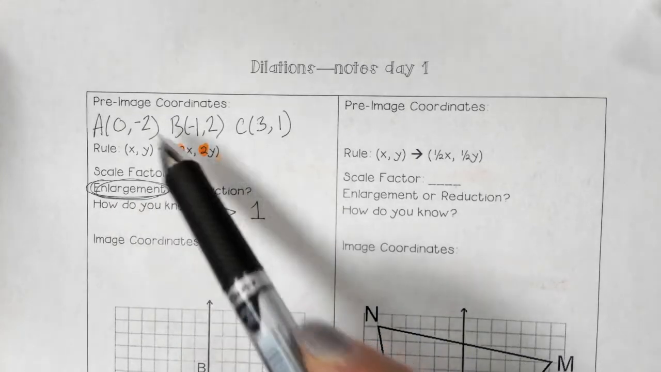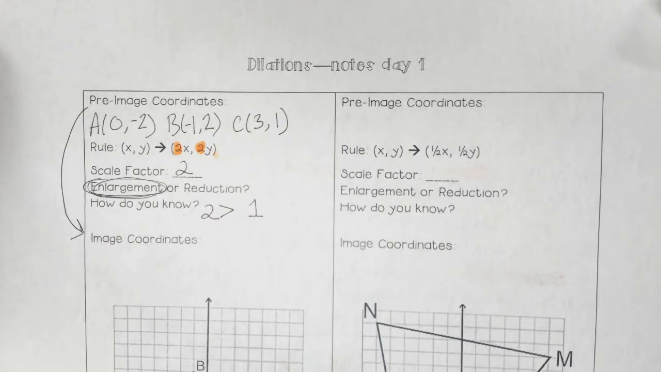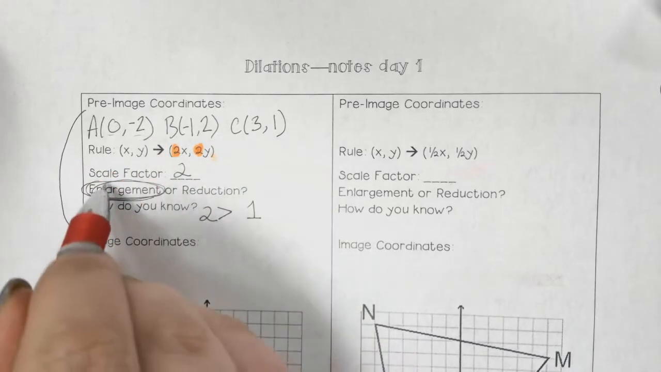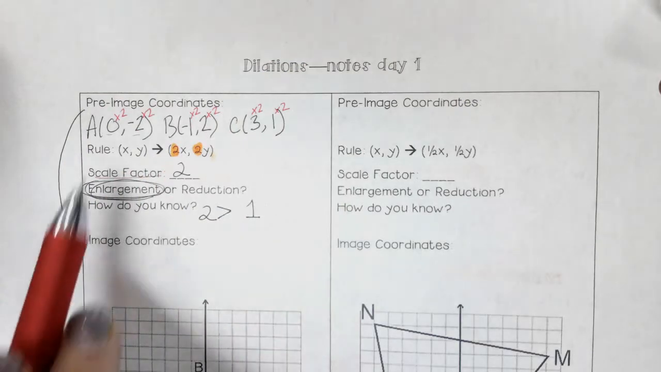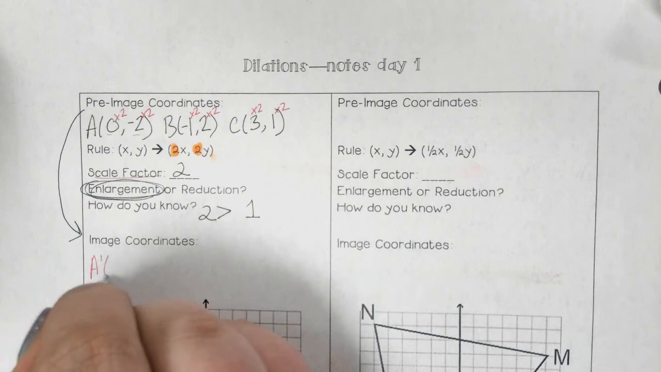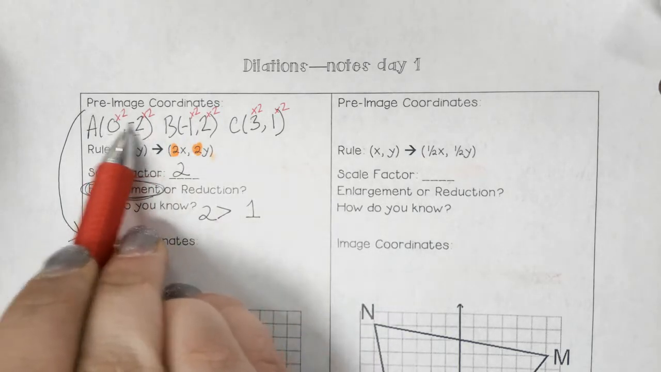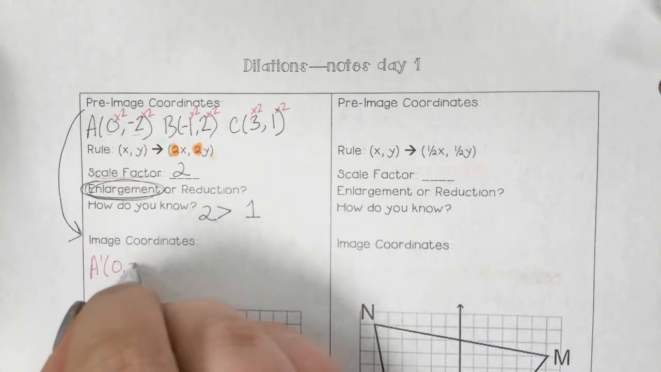This is the part we haven't looked at yet, going from our pre-image coordinates to our image coordinates. To do that, we'll simply just multiply each coordinate by the scale factor. So we're multiplying the x values and the y values by the scale factor, which is 2. 0 times 2 is 0. So A prime's x value is 0. A prime's y value is -2 times the scale factor, 2. -2 times 2 is -4.